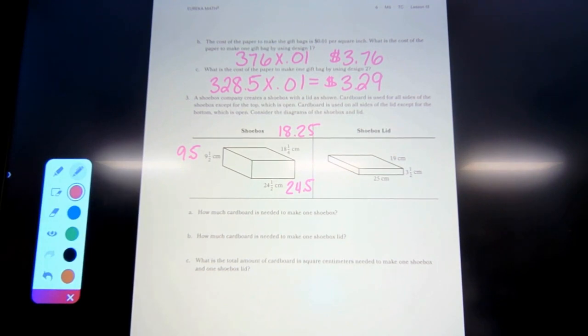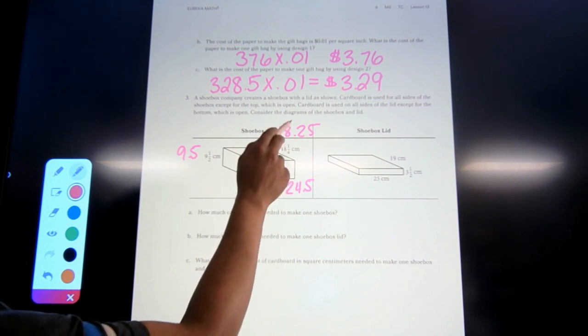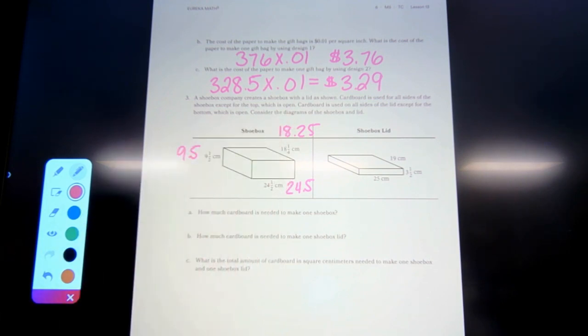So to find how much you need, we have to multiply everything. We have a lot of math to do. We're going to multiply this times this times this, and also this times this. So give me a second. I will come back with those totals.